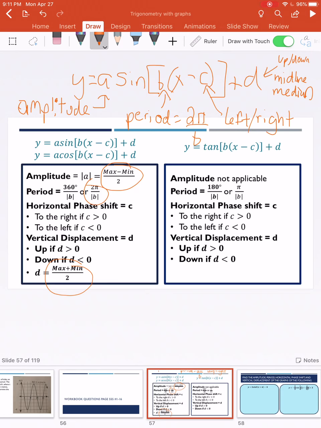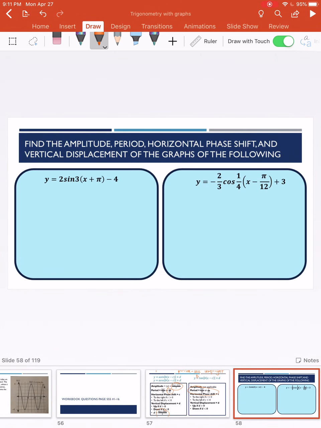And the tan graph, I've listed all these details, but really all you're going to need to know is that the tan graph has a different period. Instead of 2 pi over B, it's pi over B. So that's really the only big idea we'll use from the tan graph. Okay, so let's start off by using our formula to identify these different characteristics of the graph.